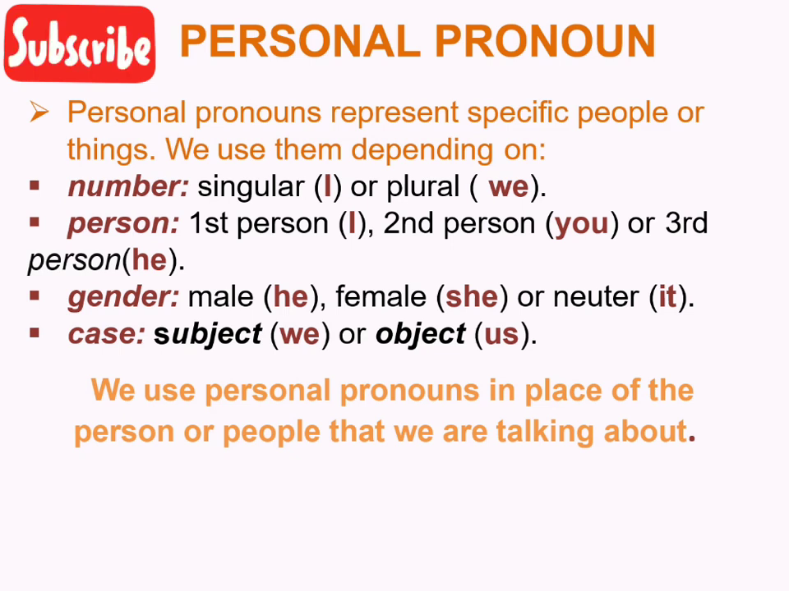So we use personal pronouns in place of the person or people that we are talking about. We replace the noun and we use a pronoun in place of the noun. How do we use them? Depending on the number, the person, the gender, or the case. And what is the case? Whether we are talking about the subject in a sentence or the object in a sentence.